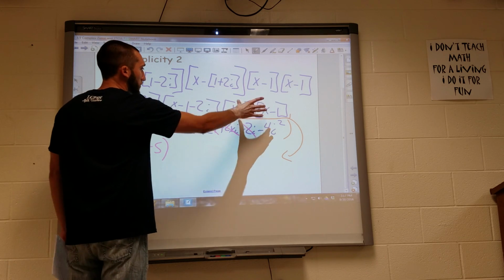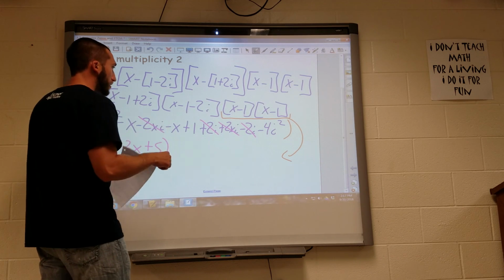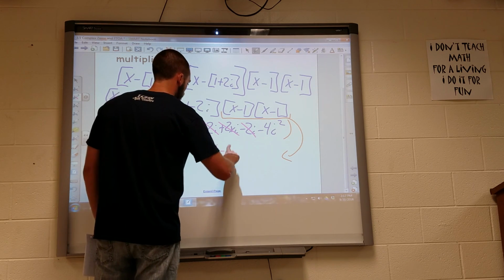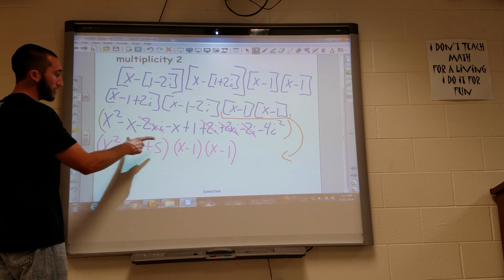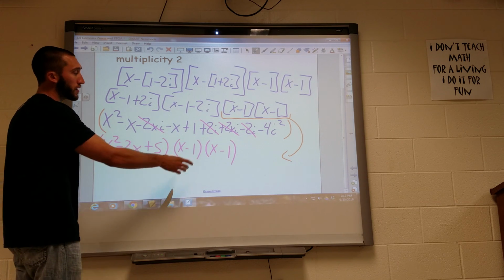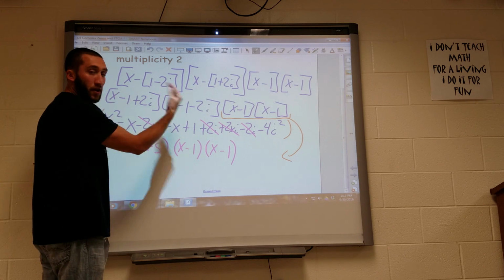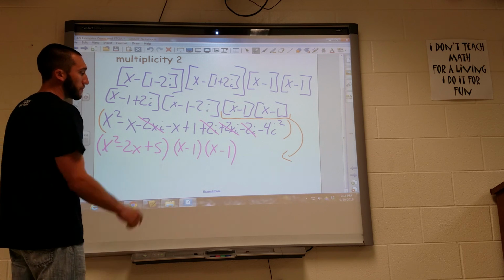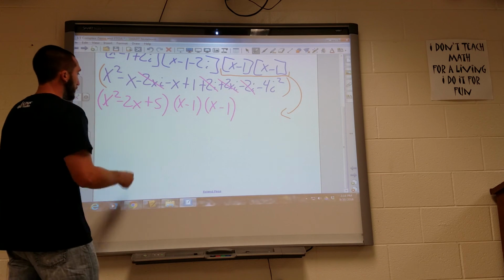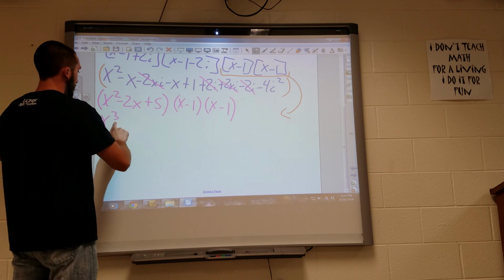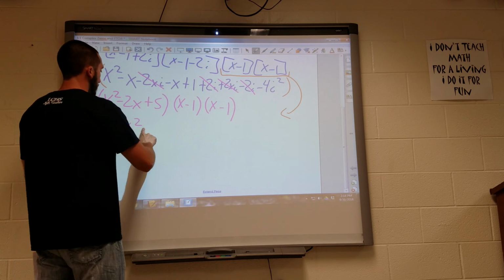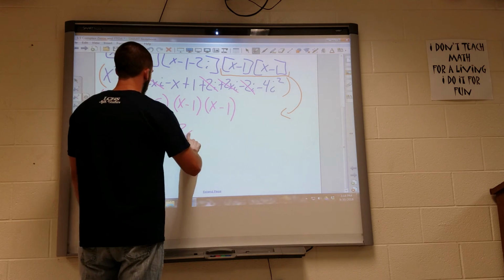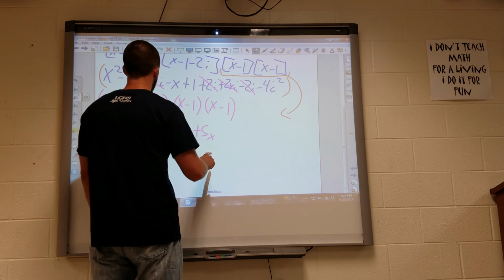And now I still have my x minus 1s, so I'll carry those down. I think it's easier to FOIL a 3 term with a 2 term than it would be to FOIL these out and then distribute all of those. So I'm going to take this 3 term and multiply it by this 2 term. That gives me x cubed minus x squared minus 2x squared plus 2x plus 5x minus 5.